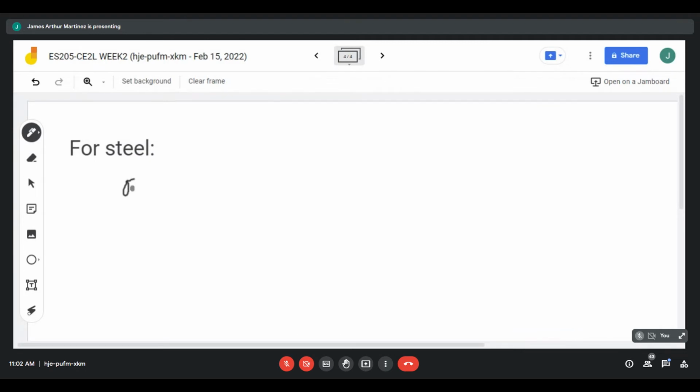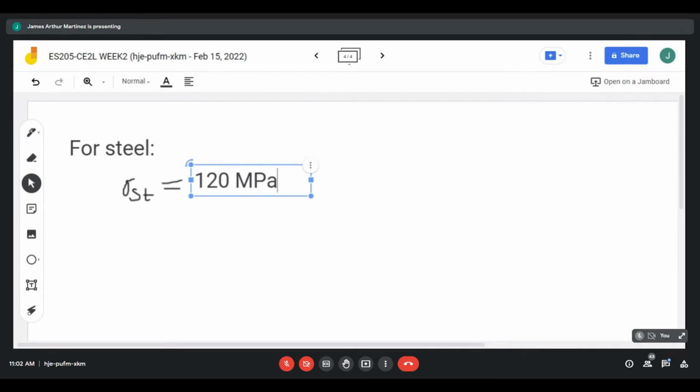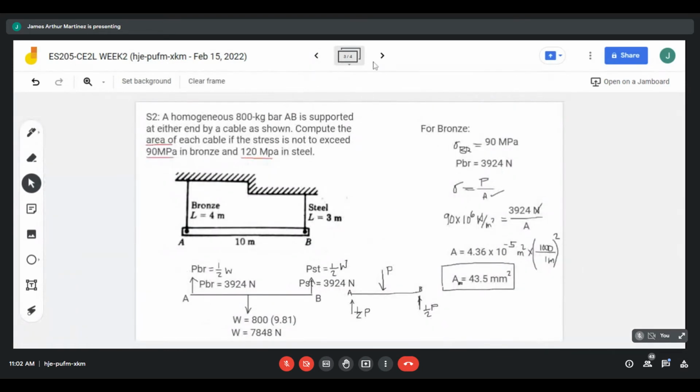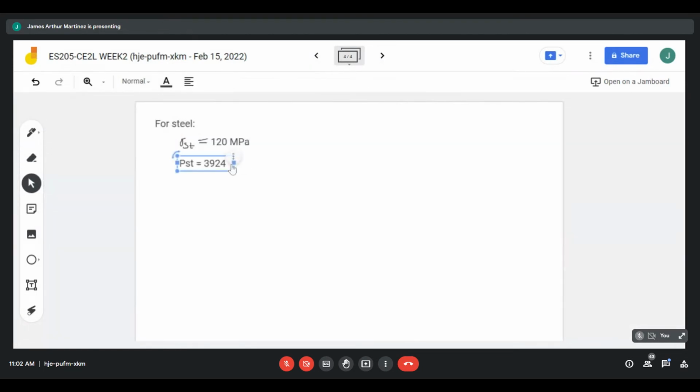The stress limit for steel is equal to 120 MPa, and the applied load for steel is equal to 3,924 Newton.